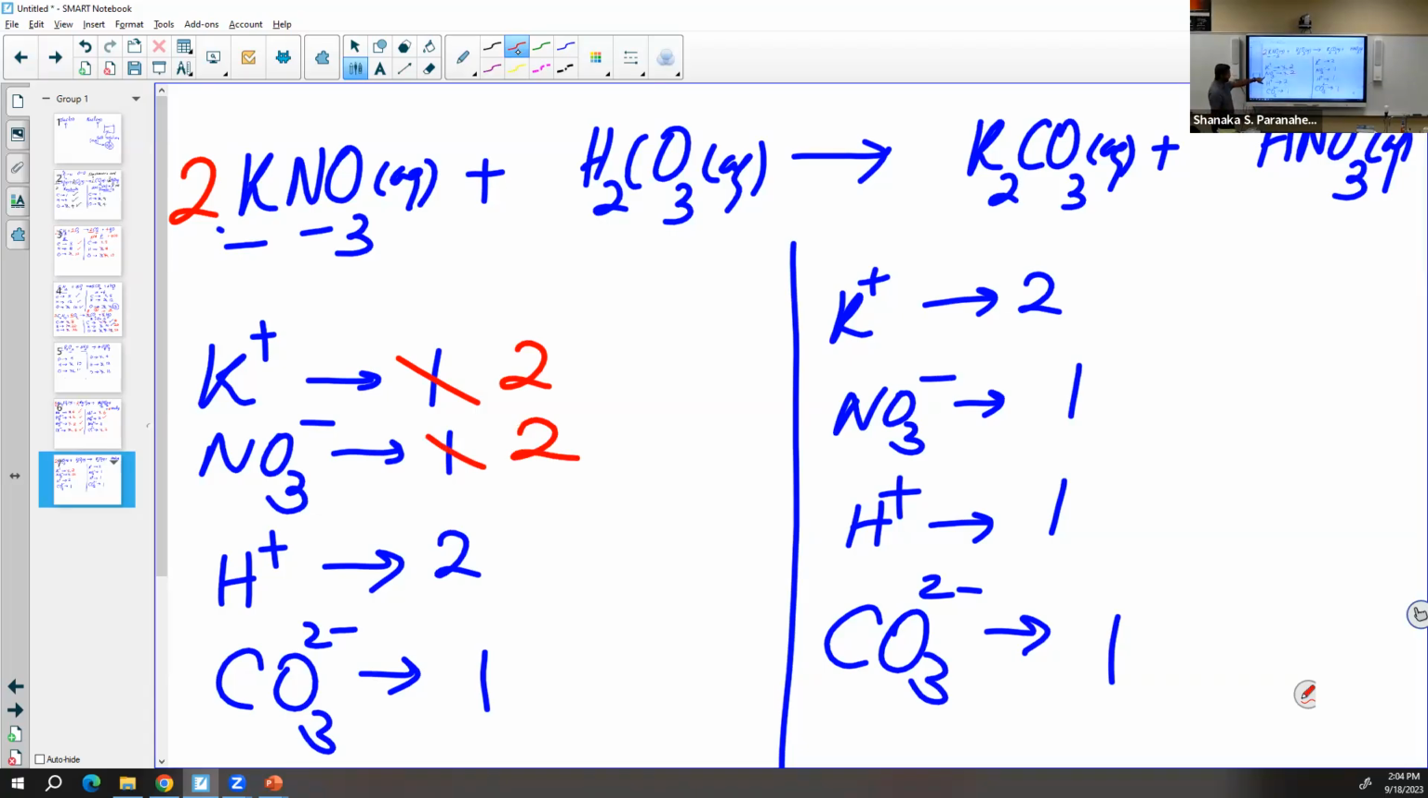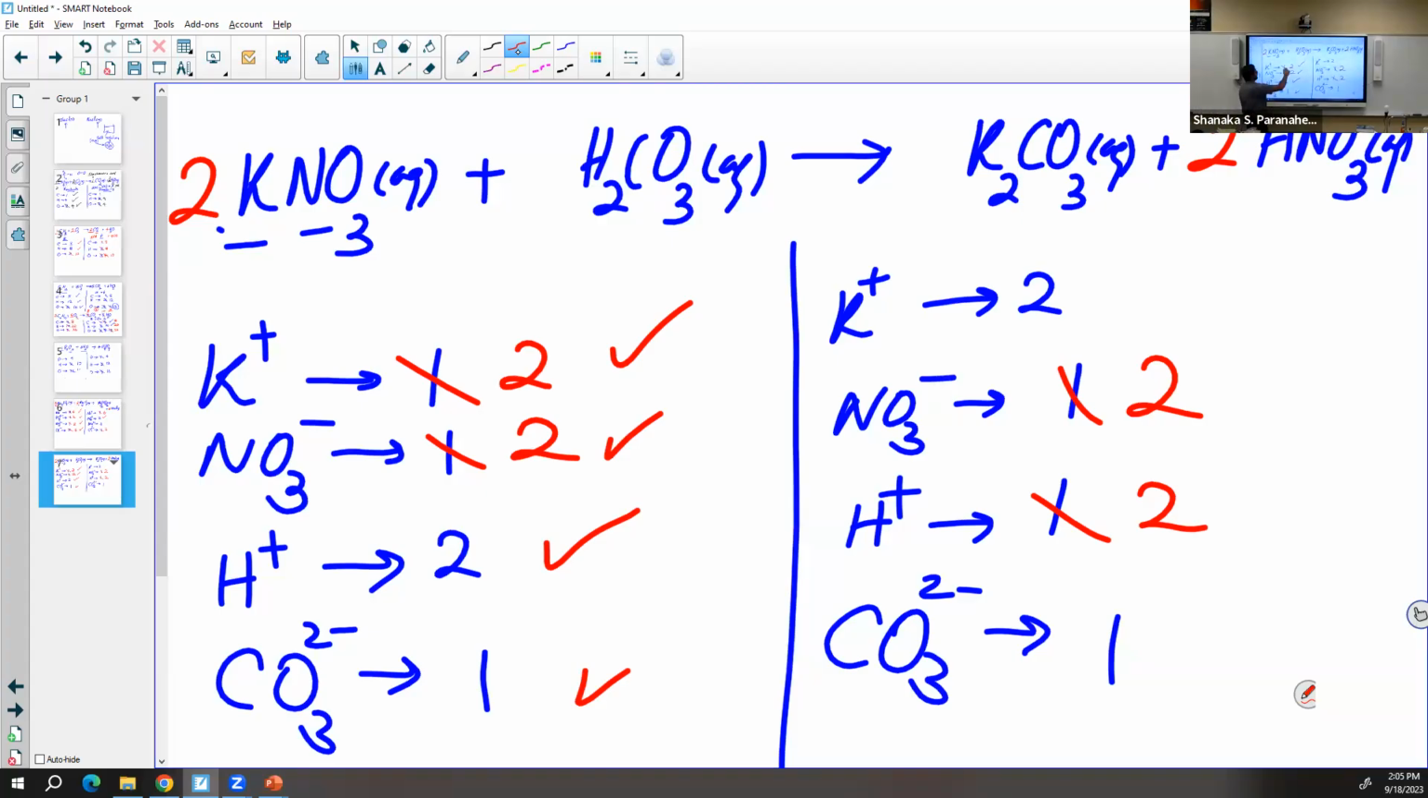Okay, so then you have to balance this again. So 2 nitrate versus 1 nitrate, and we need 2 nitric acid. So when we change that, it will change the number of nitrate and the number of hydrogen. Number of hydrogen is 2. Okay, so now I think that reaction is balanced. So 2 potassium, 2 nitrate, 2 H plus, 2 H plus, and 1 carbonate. So that's the balanced reaction.